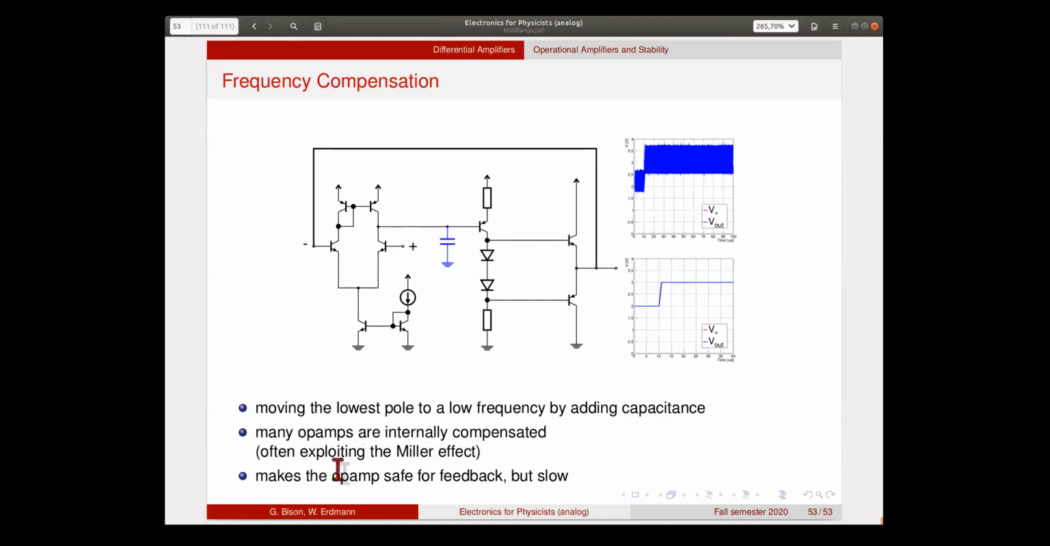But those that are compensated are very safe to be used in feedback, but they are typically slow. So when you need something that is very fast, you may want to look for one that doesn't have the internal compensation, but then you must be very careful and expect problems with oscillations.